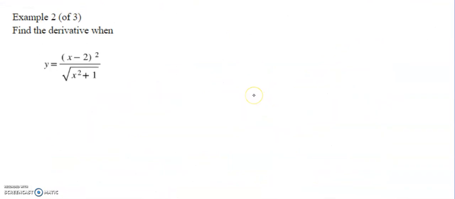Well, let's think about another way we could do this. We're supposed to be focused on logarithmic differentiation. Well, I don't have any logarithms in here, so I'm going to introduce them. I'm going to take the natural log of y, and I'm going to take the natural log of this whole side.